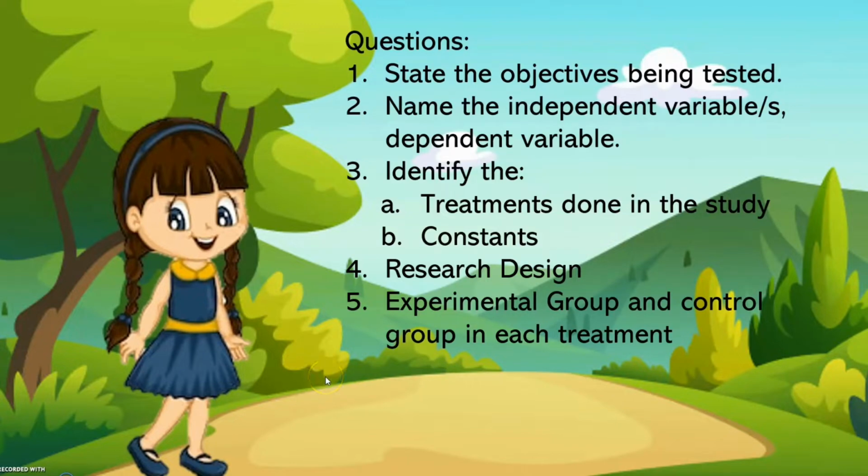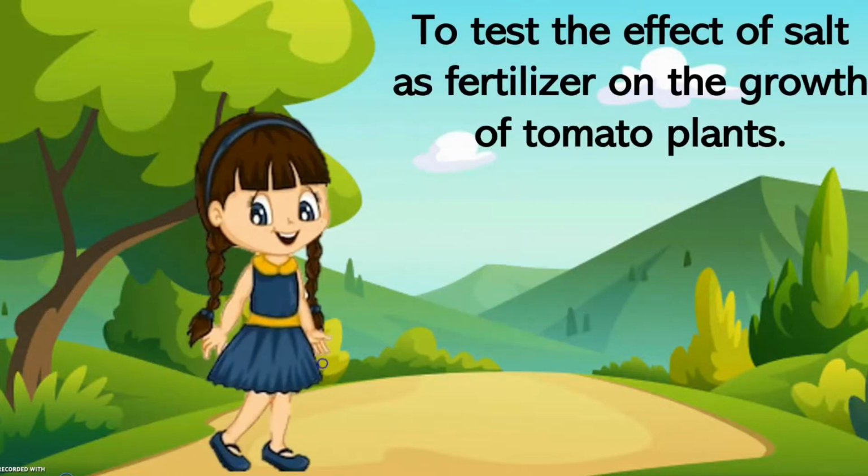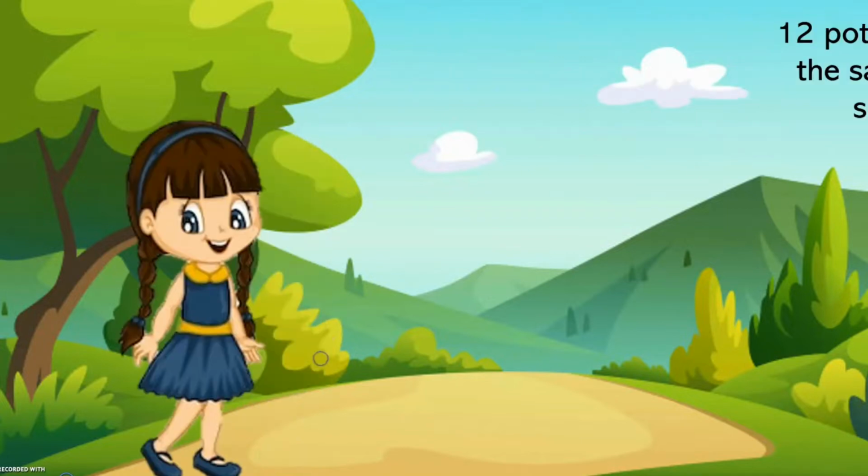In her experiment, there are 5 questions that need to be answered. Number 1, state the objectives being tested. Number 2, name the independent variable or variables, and then the dependent variable or variables. Identify the treatments done in the study, the constants. Identify the research design, and experimental group and control group in each treatment. Title of her experiment: to test the effect of salt as fertilizer on the growth of tomato plants.